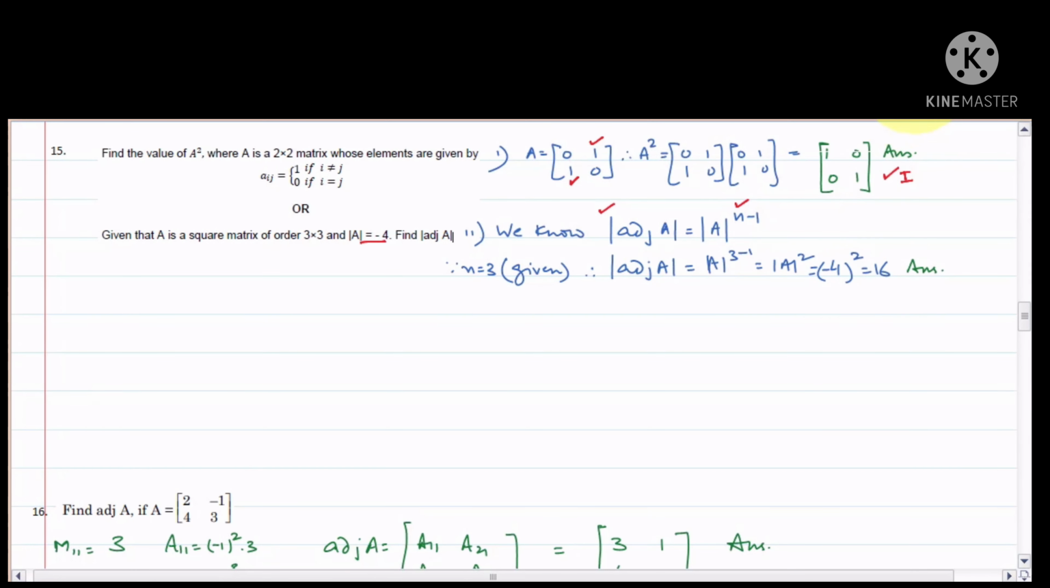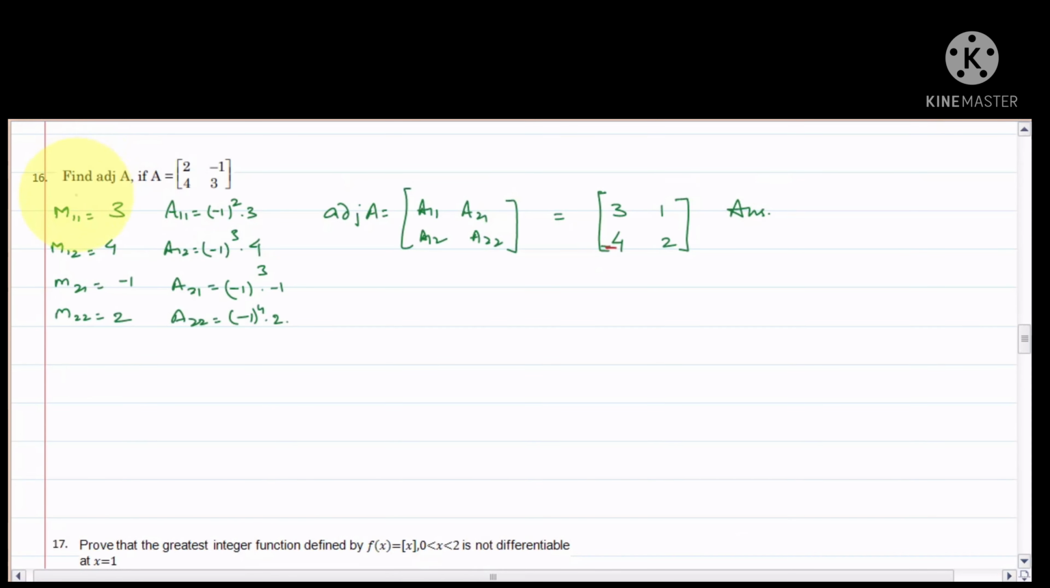So this is easy. Coming to question 16, find adjoint A if A is equal to the matrix 2 minus 1, 4 3. So for this, first we are finding out the minors m11, m12, m21, m22.